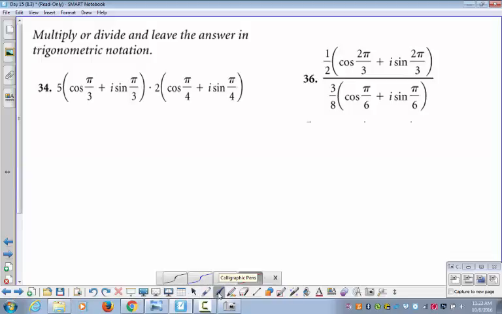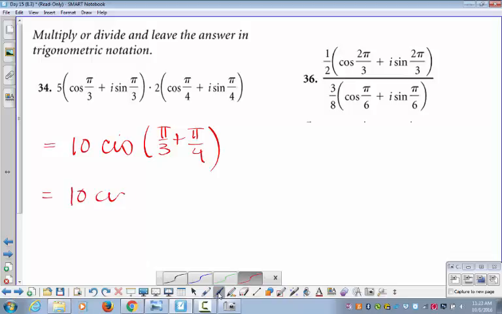If we're just leaving it in trigonometric form, it's actually fairly quick. So what do we do with the 5 and the 2? Multiply to 10. And then, again, the shortcut's really so convenient. It's hard not to do it. And we add pi over 3 and pi over 4. So we would need a common denominator of 12. So 4 plus 3 is 7. We'll end up with 7 pi over 12.